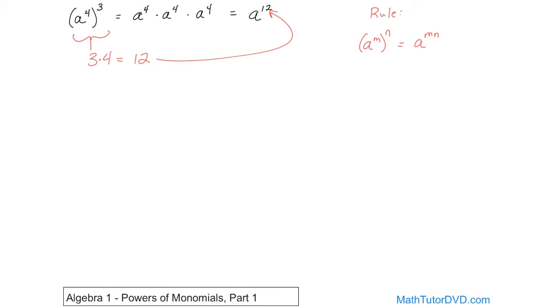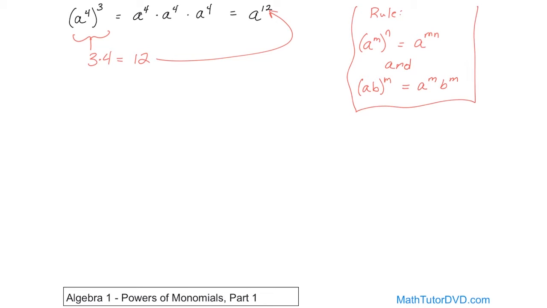Now there's one similar rule that I want to show you, because you're going to run into this all the time. I'm not going to prove it to you, but if you have something like ab to the power of m, then what it comes out to be is a to the power of m times b to the power of m. So these are the rules that you're going to follow.